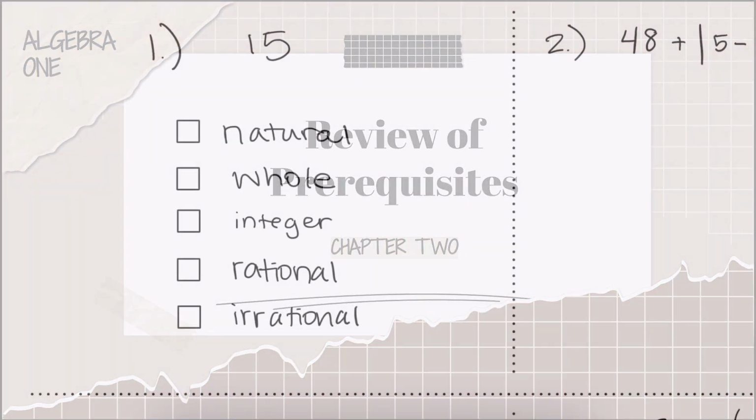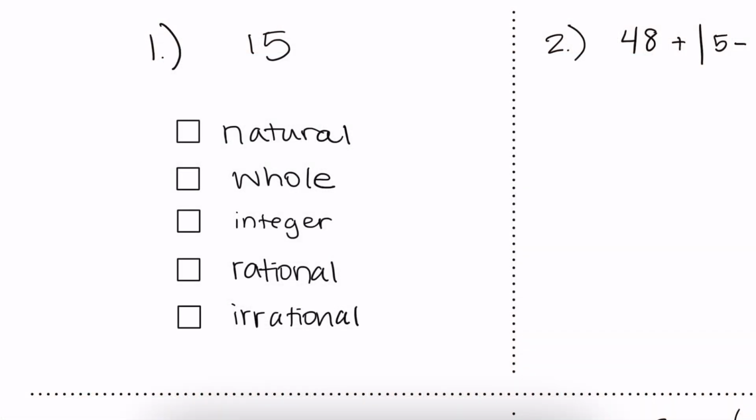Okay, let's go. So this first question is just asking us to classify the number 15. You do need to know all 5 of these definitions really well. Especially these 3, you need to know the difference between all 3 of them. So a natural number is really all positive integers. So 1, 2, 3, 4. 15 is one of them. So it is a natural number and it fits that description.